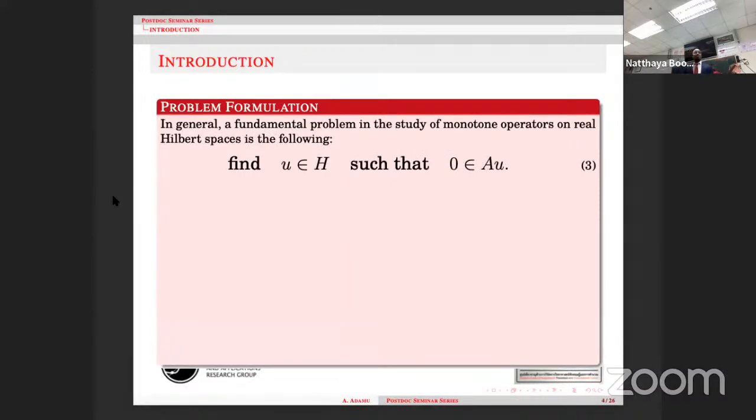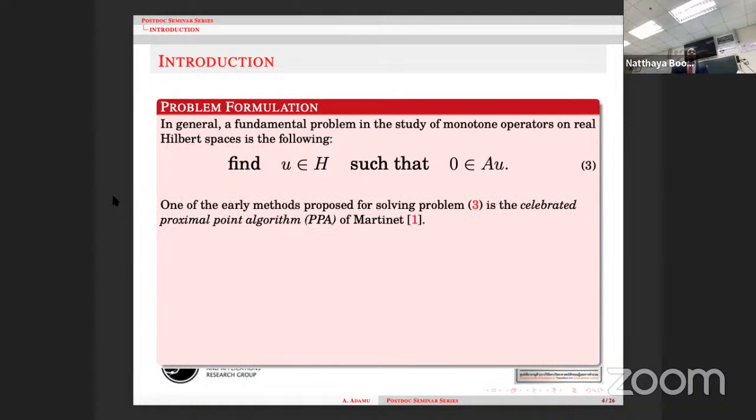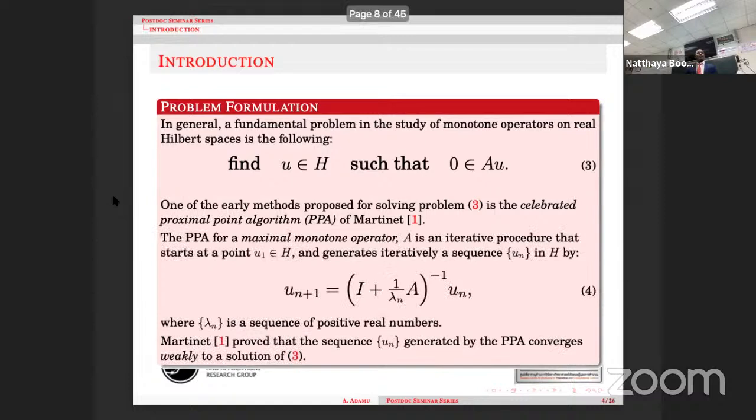In general, a fundamental problem in the study of monotone operators on real Hilbert spaces is the following. Find u in H such that u is a zero of A. Many authors have proposed several iterative algorithms for approximating solutions of problem (3) due to the nature of A, which is nonlinear. One of the early methods proposed for solving problem (3) is the celebrated proximal point algorithm, which was introduced by Martinet. On the real Hilbert space H, for maximal monotone operator A, the proximal point algorithm is an iterative algorithm that starts at a point u_1 in H and generates iteratively the sequence u_n by solving the recursive equation (4), where lambda_n is a sequence of positive real numbers. Martinet proved weak convergence of the sequence generated by algorithm (4) under suitable conditions on this control parameter, lambda_n.